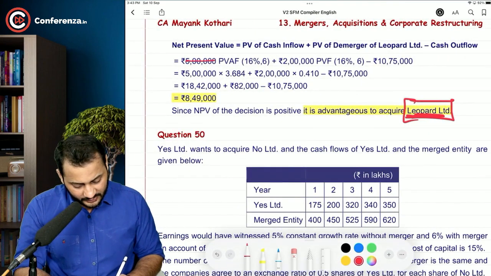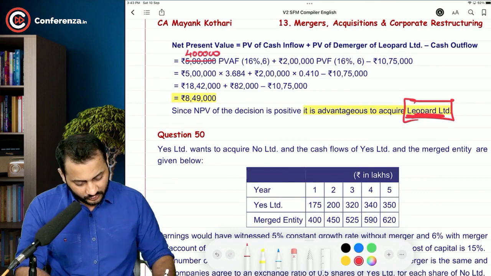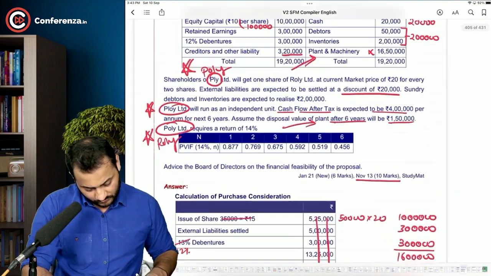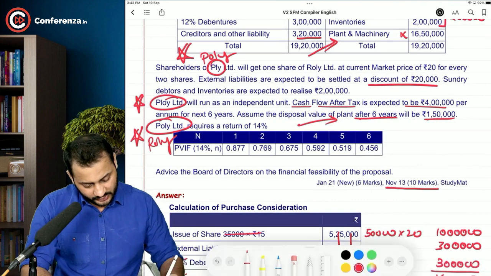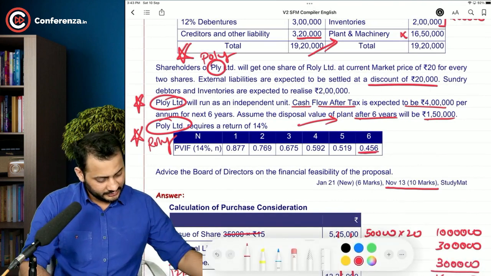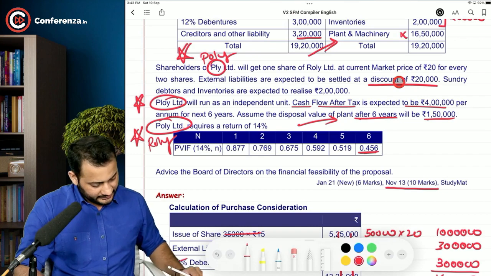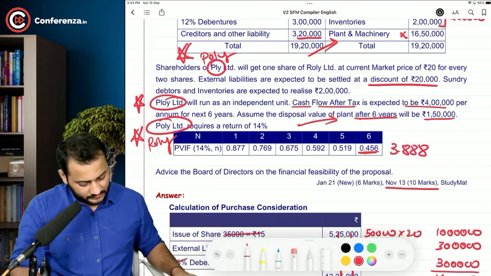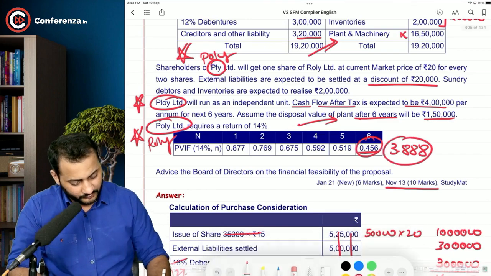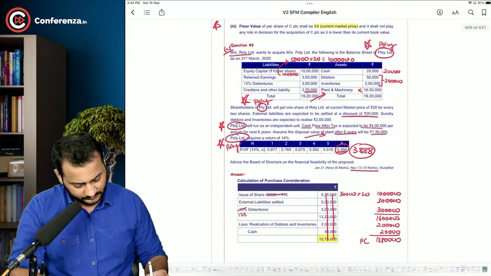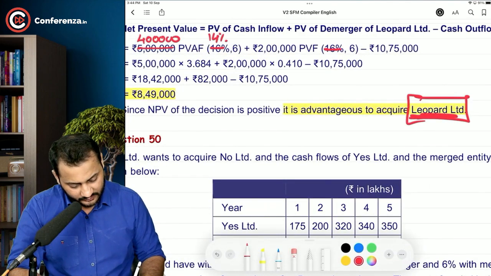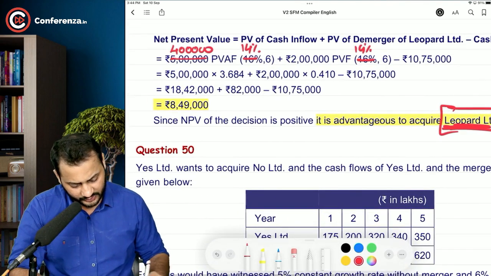Instead of 5 lakh, it will be 4 lakh for the next 6 years at a rate of 14%. Okay, and the total for 6 years will be annuity factor 0.877, 0.769, 0.675, 0.592, 3.888. So these two will be used. 14%, 0.456. See, instead of this it will be 14%, instead of this it will be 14%. Please make the corrections along with me.